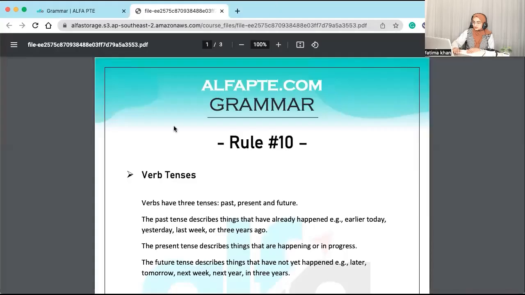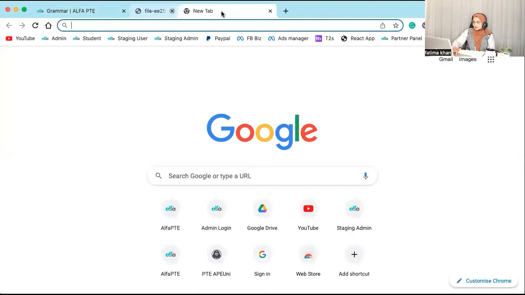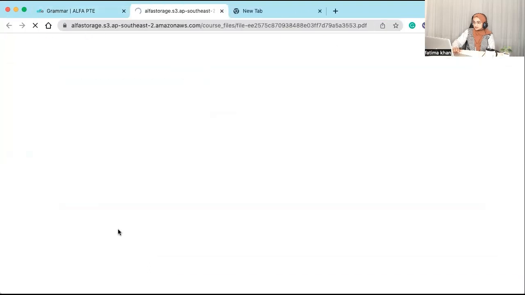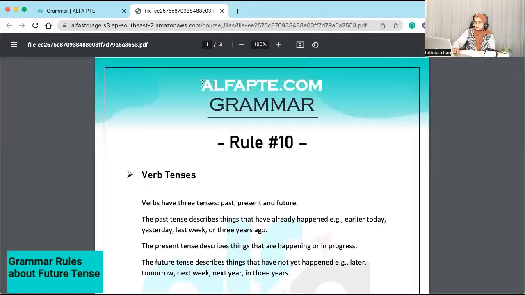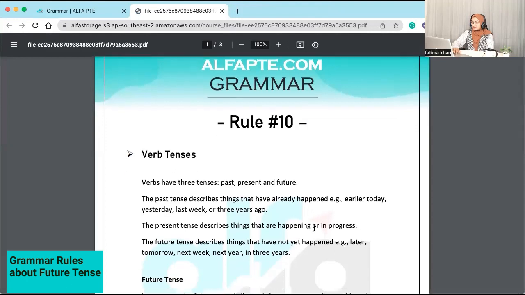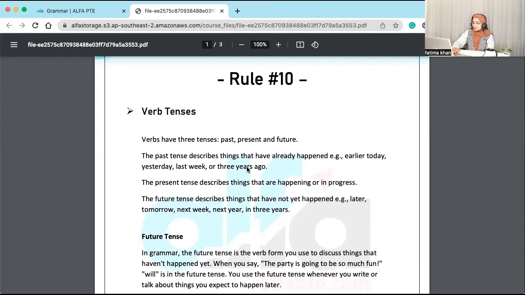So without much delay, let's discuss the last verb tense for today, which is future tense. So let's go to Alpha PTE verb tenses. So we did discuss past tense. So let's go and discuss future tense. So like I said, verb tenses have three tenses: past, present, and future. We discussed how we use present tense and past tense. Let's talk about the future.